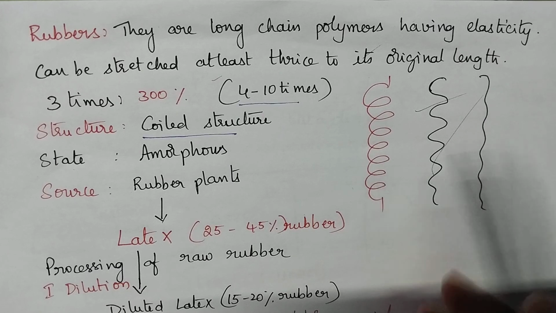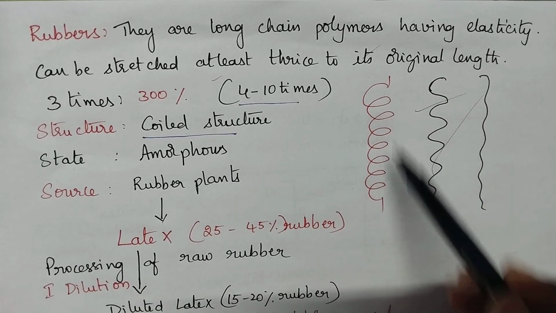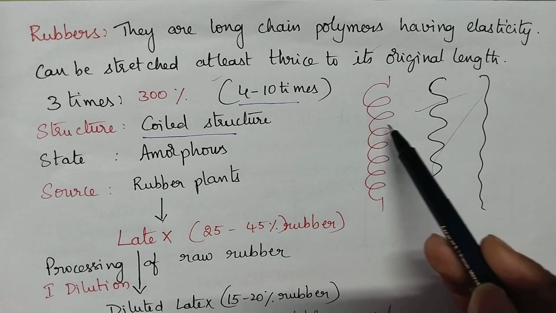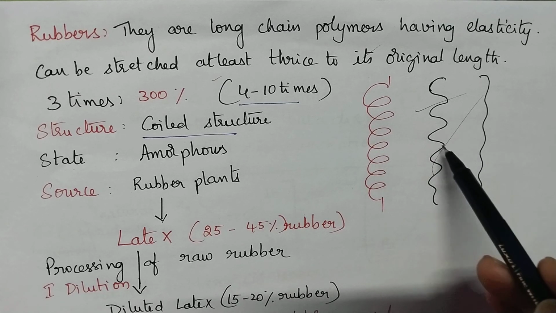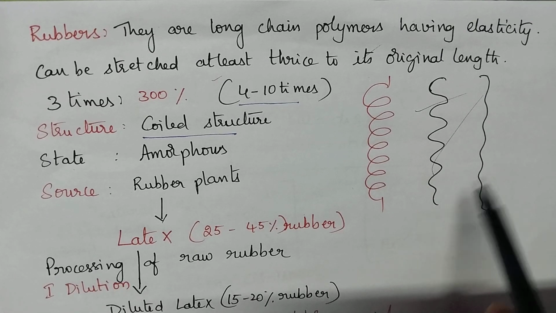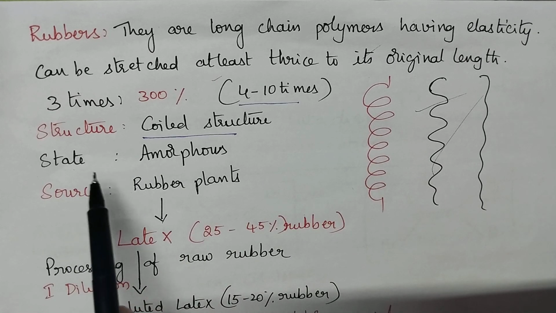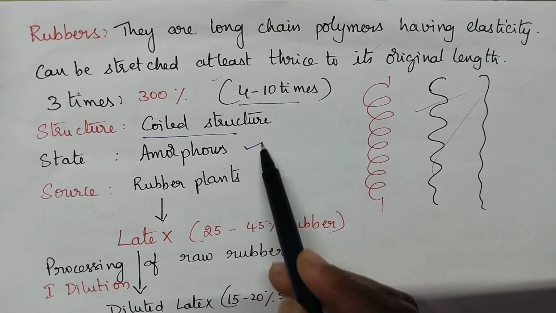They have a coiled structure. So whenever we apply a stretching force, what happens? The coiled structure will try to straighten out. That's why the length of the elastomers increases when stretching force is applied. And these rubbers are amorphous in nature.